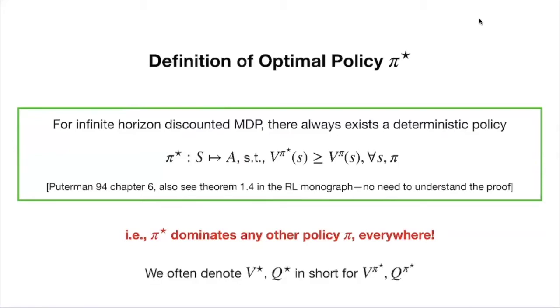Notation wise, throughout this semester, we're often going to use V star, Q star instead of V pi star and Q pi star. V star means that this is the value function corresponding to optimal policy pi star. So that's basically the definition. And this theorem ensures that there exists a deterministic policy. The pi star is a deterministic policy among this A to the S many policy set.